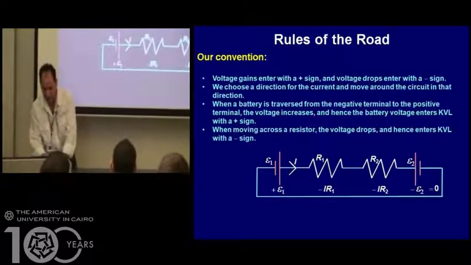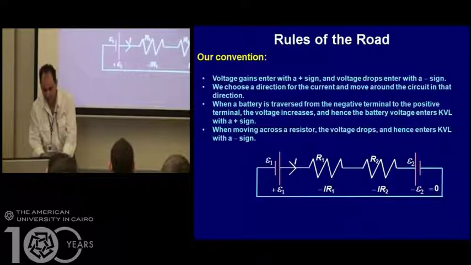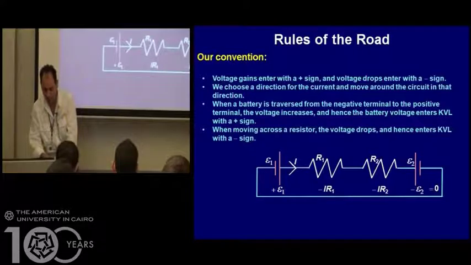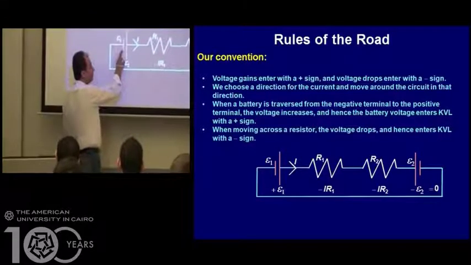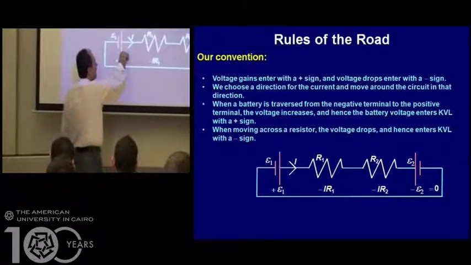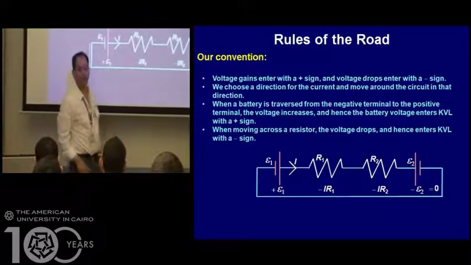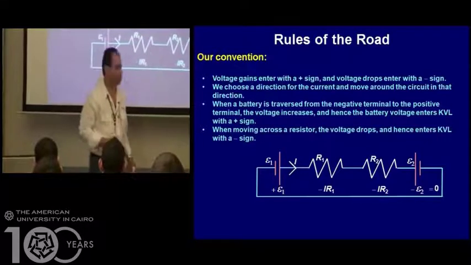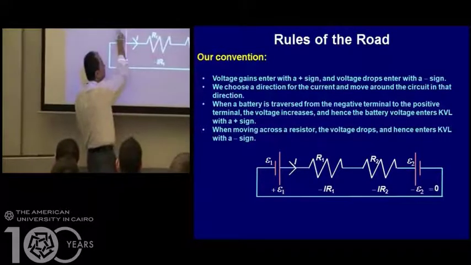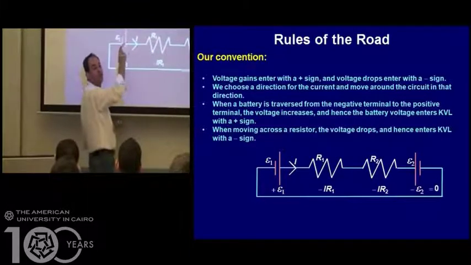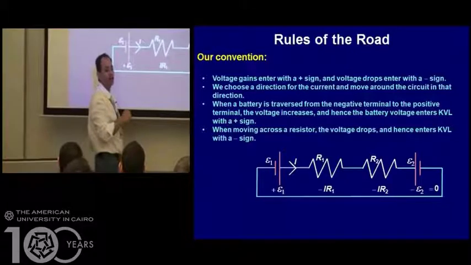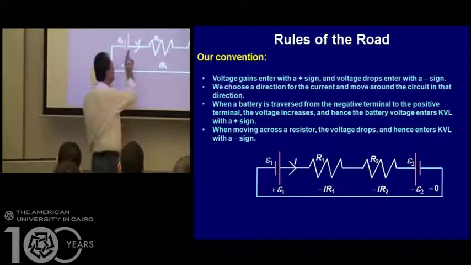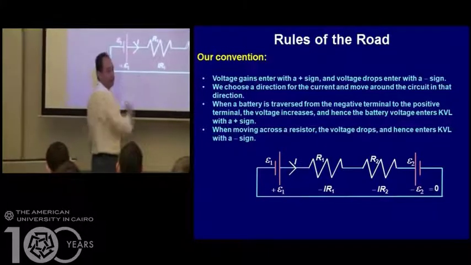The second thing is, every time you cross a battery, if you go from the negative terminal to the positive terminal, you take the sign of the last terminal. So if you cross the battery that way, then that battery has a potential of plus E1. If you cross it that way, then this battery has a potential of minus E1. It's the sign of the last terminal.